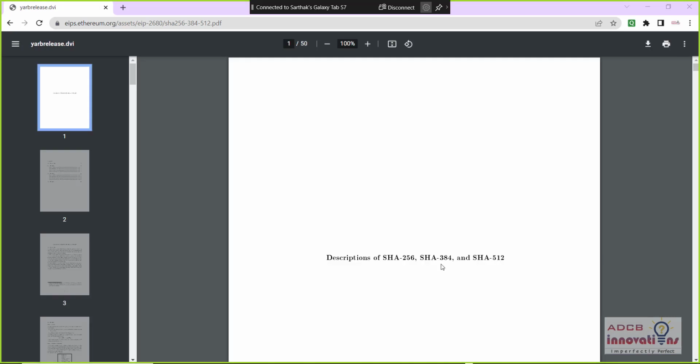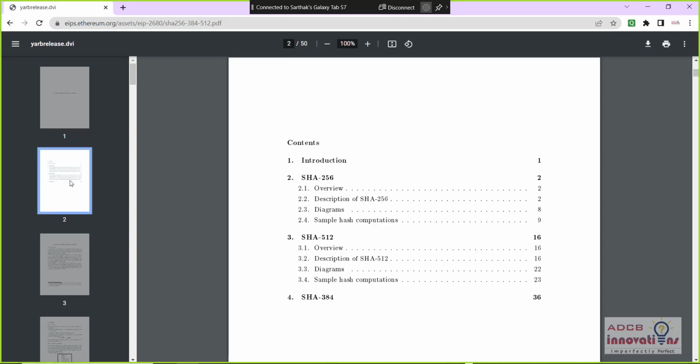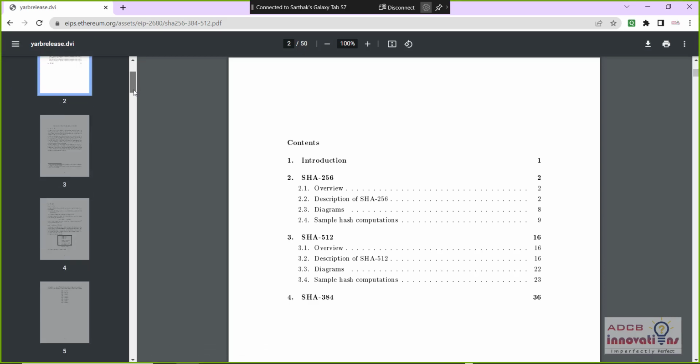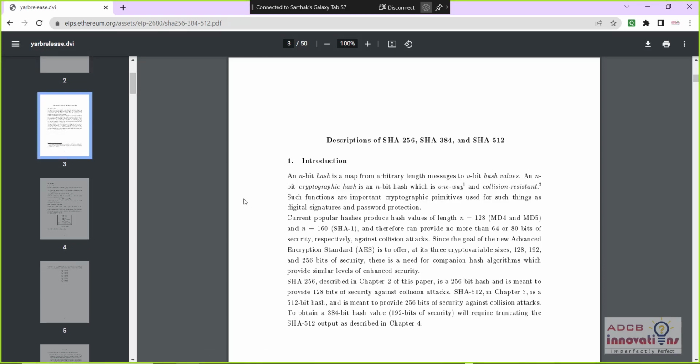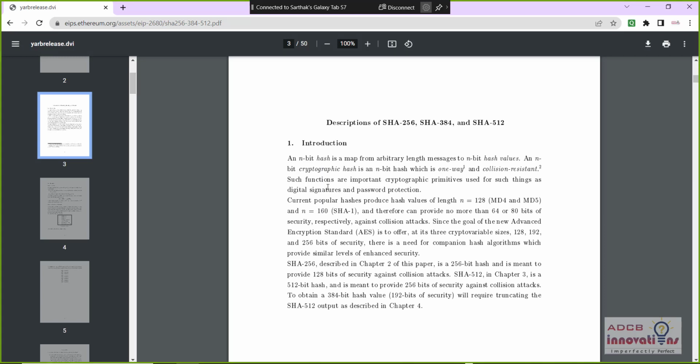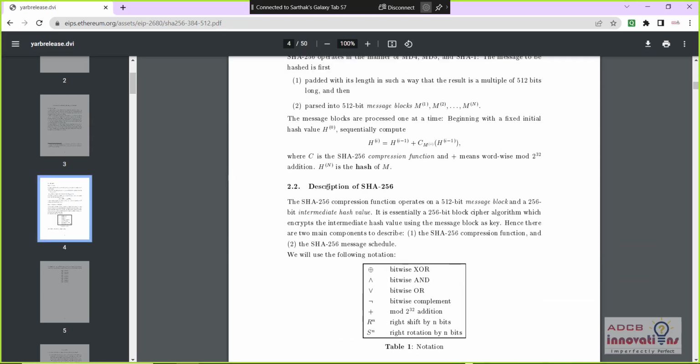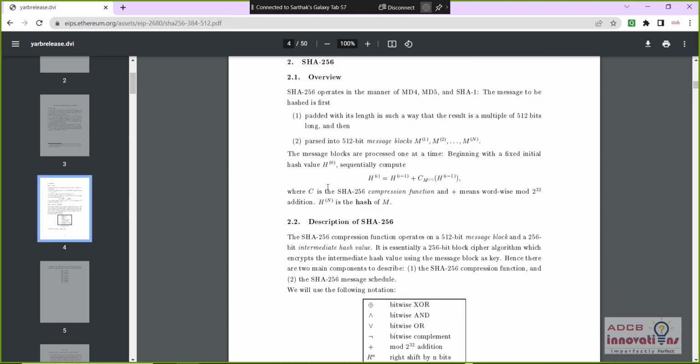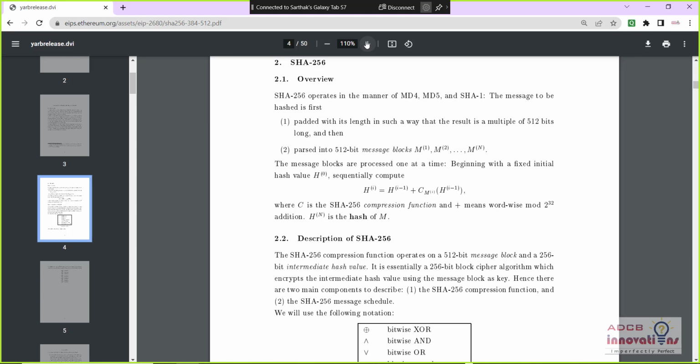So this is actually the handbook which is giving the description for SHA 512, 256 and 384. Here you will see that example as well. All right, so here you can see this is the introduction. Here it is the operations of hashes, that is, we've seen how we have padded it to 512 bits.